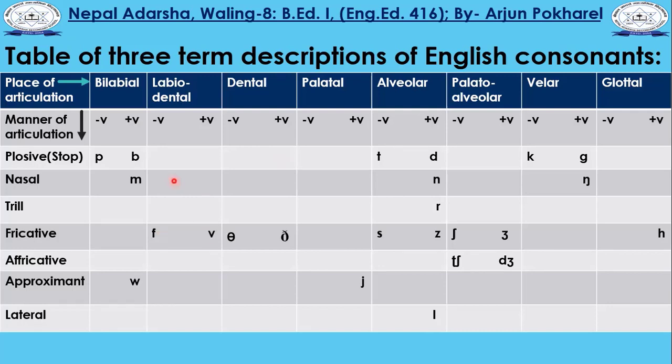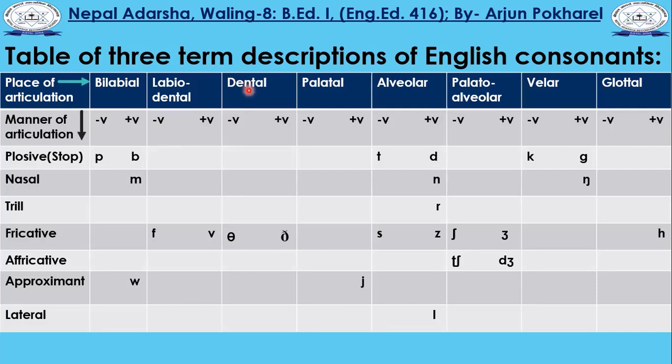Okay, the labiodental, only the labiodental sounds. There are two different labiodental sounds in English. They are only f and v. One, f, is minus voice, voiceless, and v is plus voice, that is voiced.